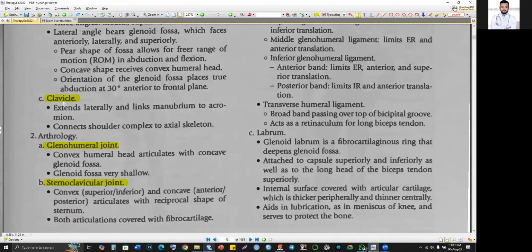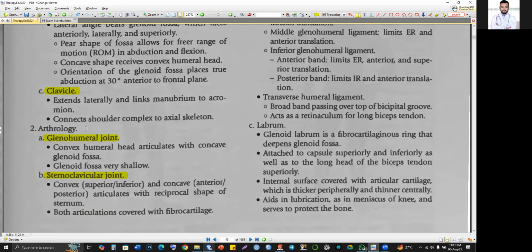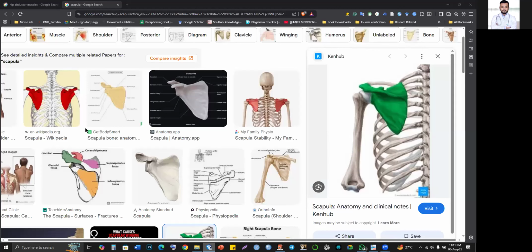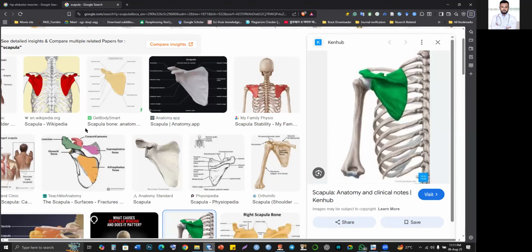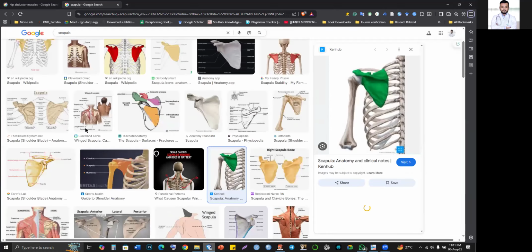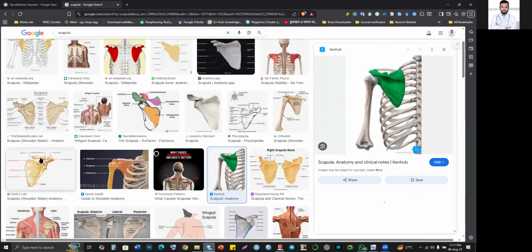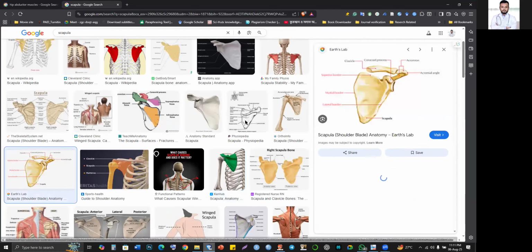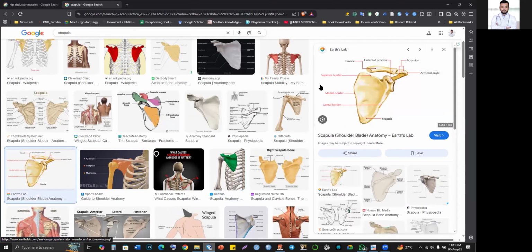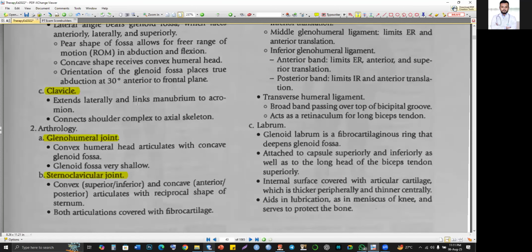Now, the clavicle extends laterally and links the manubrium to the acromion, connecting the shoulder complex to the axial skeleton. I don't think it needs to be shown. This is very common, and we know about the clavicle. This is an easy term for a physiotherapist, I think.